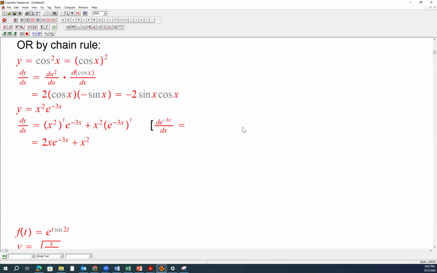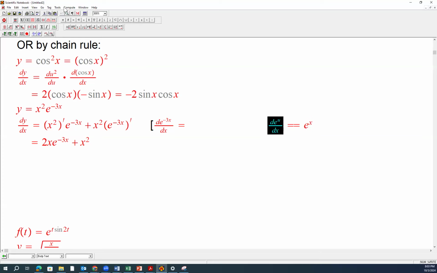We know the derivative of e to the power x. We know the derivative with respect to x of e to the power x is equal to e to the power x. So now we don't have e to the power x, we have e to the power negative 3x. What do we do? Well, we treat the negative 3x as a u. So how do we deal with that?